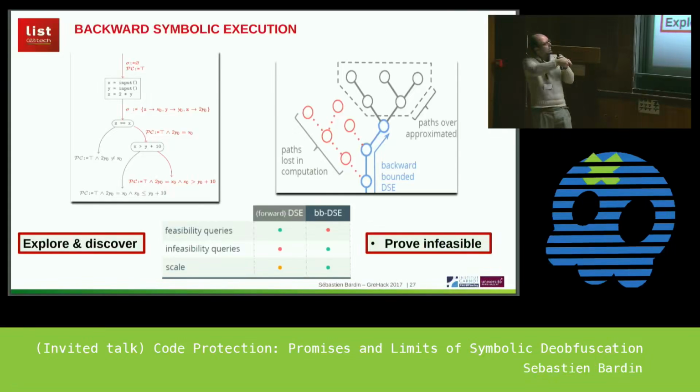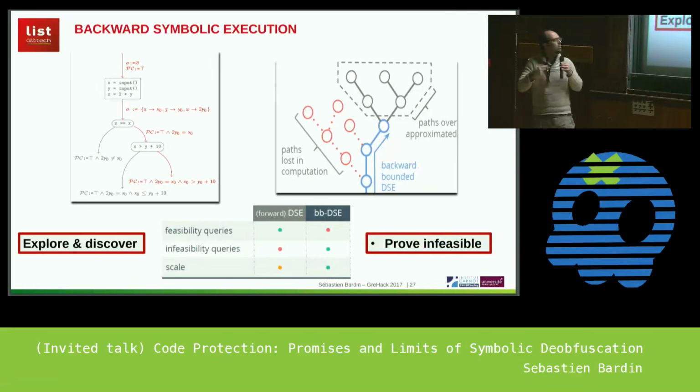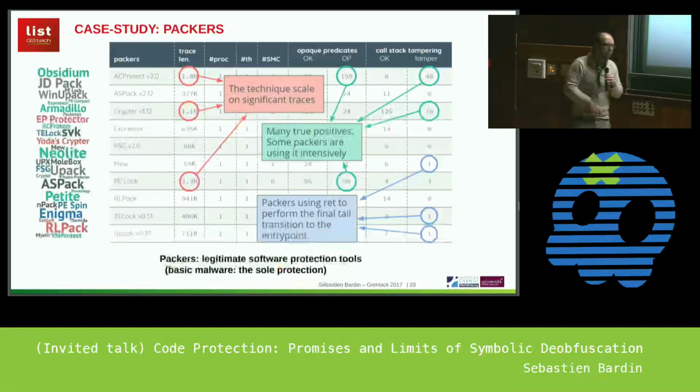And actually, it also has a very good property. It scales very well because it depends on the bound you give. It doesn't depend on the size of a trace, and it doesn't depend on the size of a program. Because forward symbolic execution may have difficulties scaling with the number of paths.